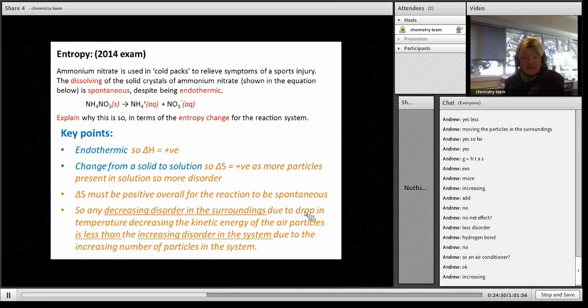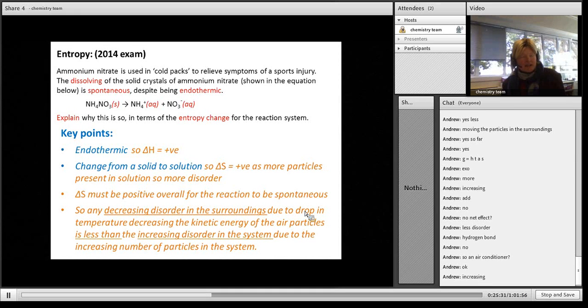And then this is the explanation part, where you're comparing the surroundings and the system. So we're talking about the decreasing disorder in the surroundings due to the drop in temperature. So remember, we're sucking in energy from the outside because we've got an endothermic reaction. So the outside is losing heat because it's being sucked in. So they're moving more slowly now, and so it's going to be less disorder. The kinetic energy is decreasing, they're slowing down.